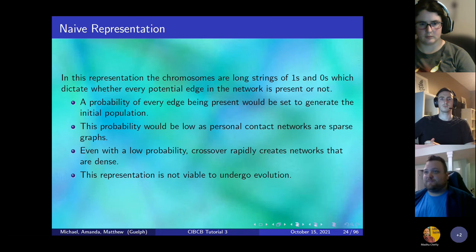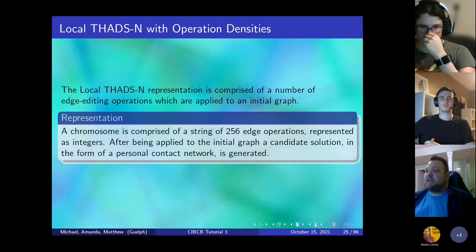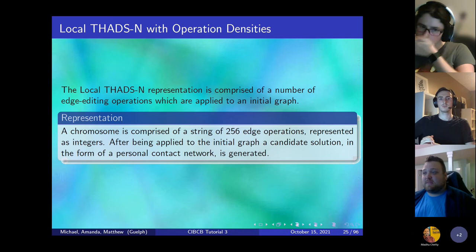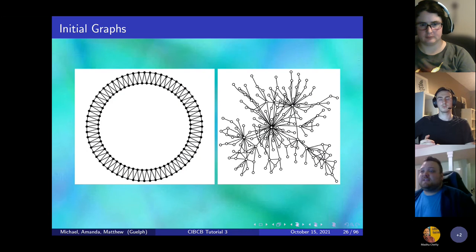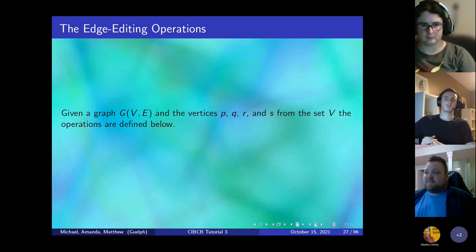So first, the local FADS-N representation is comprised of a number of edge editing operations which are applied to an initial graph. A chromosome is comprised of 256 of these operations, represented as integers. After being applied to the initial graph, a candidate solution in the form of a personal contact network is generated. These are two of the initial graphs that we use. On the left is the ring graph, and on the right is a graph that was created using a power law cluster graph. Okay, so what are these operations? If we have a graph and the vertices P, Q, R, and S from the set V, the operations are defined below.